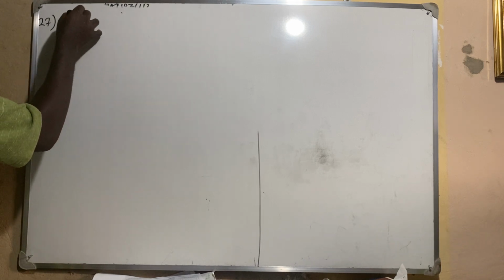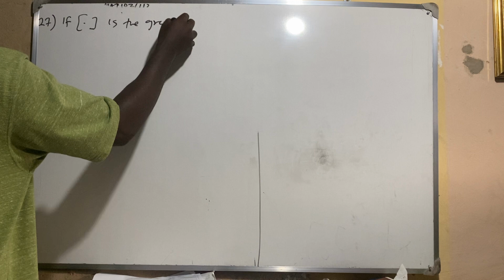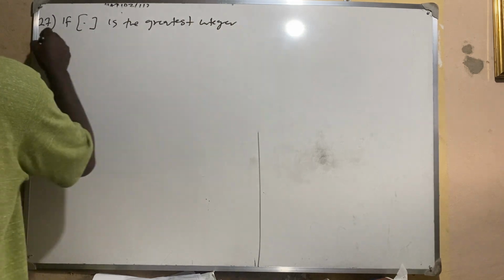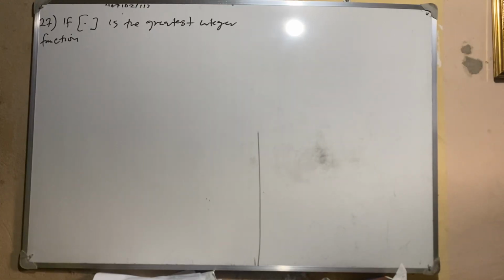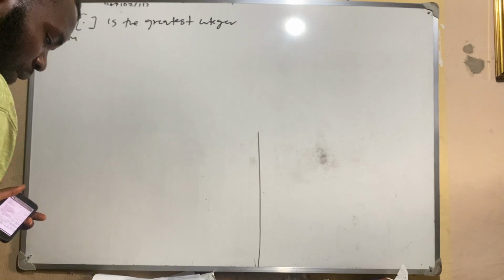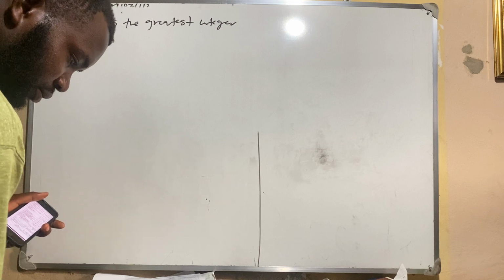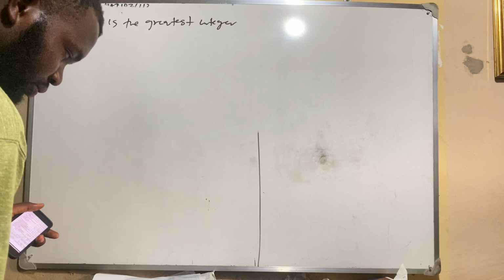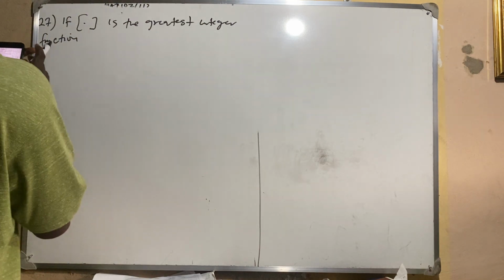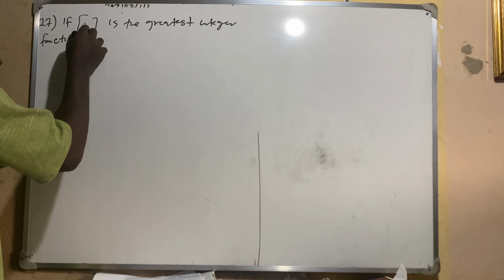They say again, if this is the greatest integer function. Am I making a mistake? Are we supposed to take the smaller one or the big one? I don't want to make a mistake. Okay, let's continue. The greatest integer function, we are taking the smaller one. It's correct.